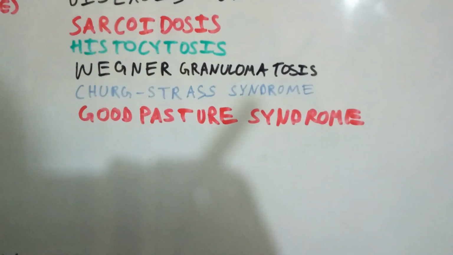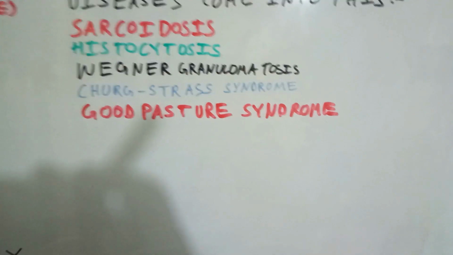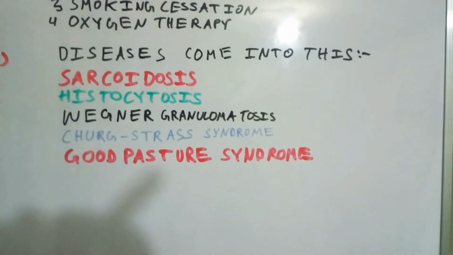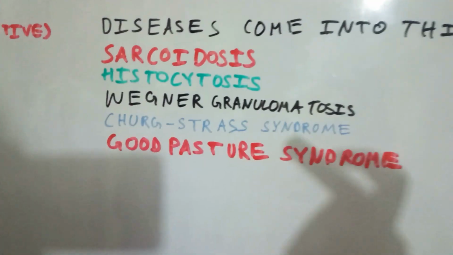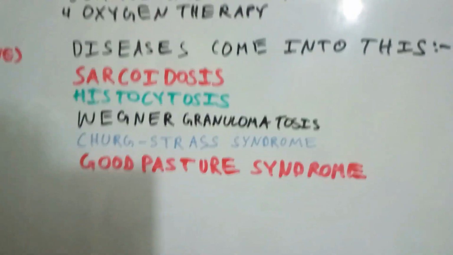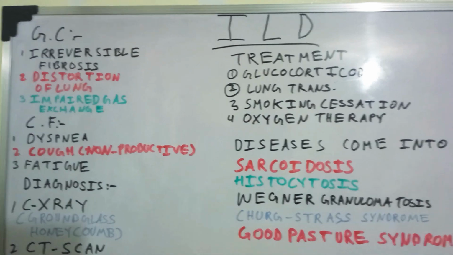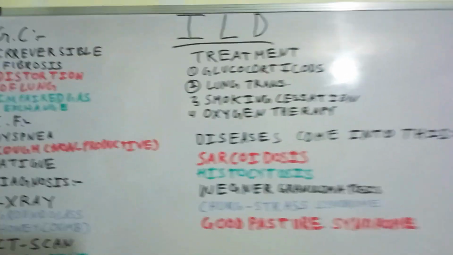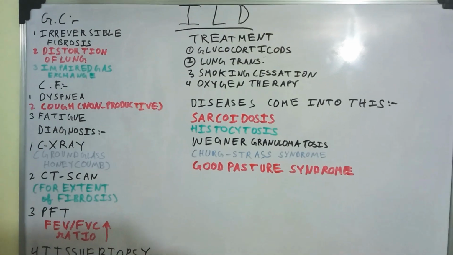Now, Goodpasture syndrome: in this disease there is IgG activity in our body which destroys our basement membrane, and that's why you should do urinalysis to rule out this one and Wegener. There are many more diseases, but this is a quick review of interstitial lung disease, which will help you to at least get an idea of what it is.